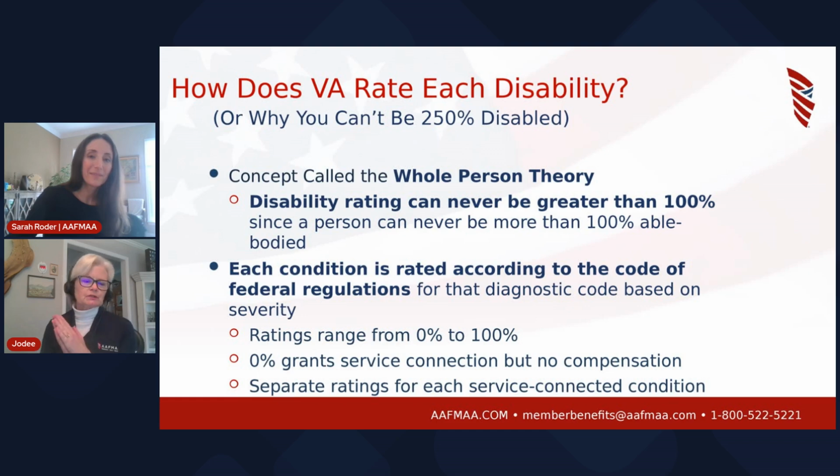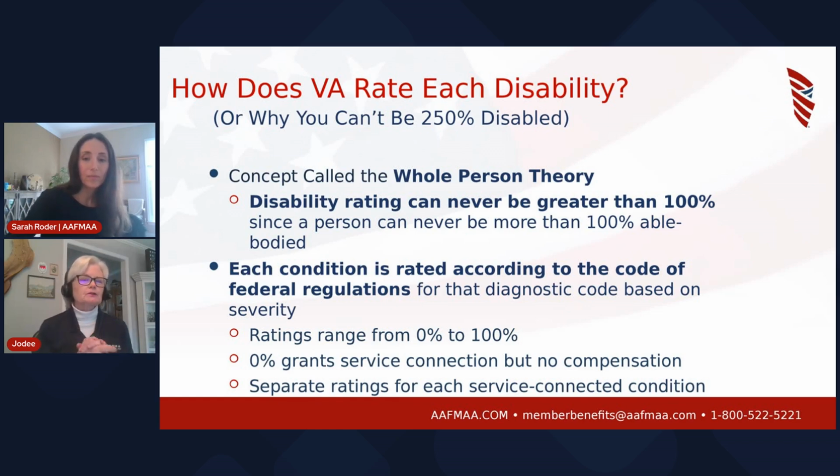The VA uses what's called the Code of Federal Regulations to rate each condition according to its severity and its symptoms. So this is the same for every veteran that has the same diagnosis. They use the same criteria. The ratings range in 10% increments starting at 0 and all the way up to 100%. And yes, you can have one condition that is rated 100%. Unfortunately, that would normally mean something like an active cancer or something along those lines.